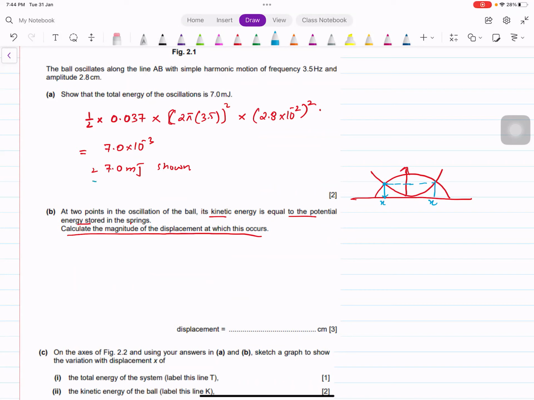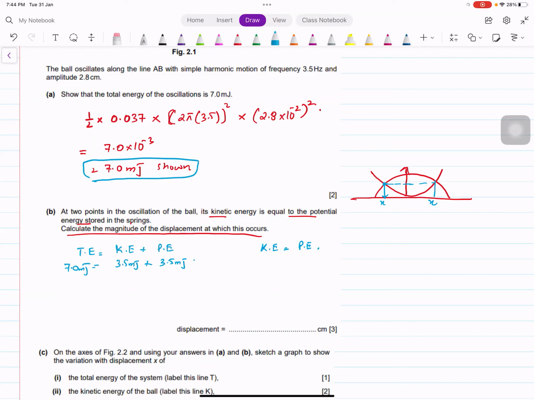We know the total energy is this much, right? So total energy is given by kinetic energy plus the potential energy, and we are saying kinetic energy at that point is also equal to potential energy. Okay, right? So that means that whatever the total energy is, if it is 7, can I say 3.5 millijoules will be kinetic and 3.5 millijoules will be potential energy then? That would basically give me a total of 7 millijoules. Do you guys agree?